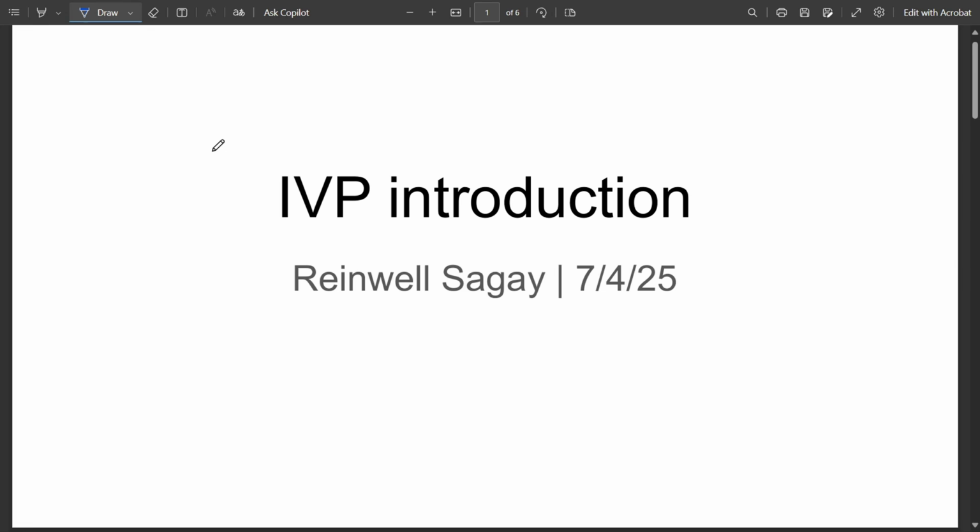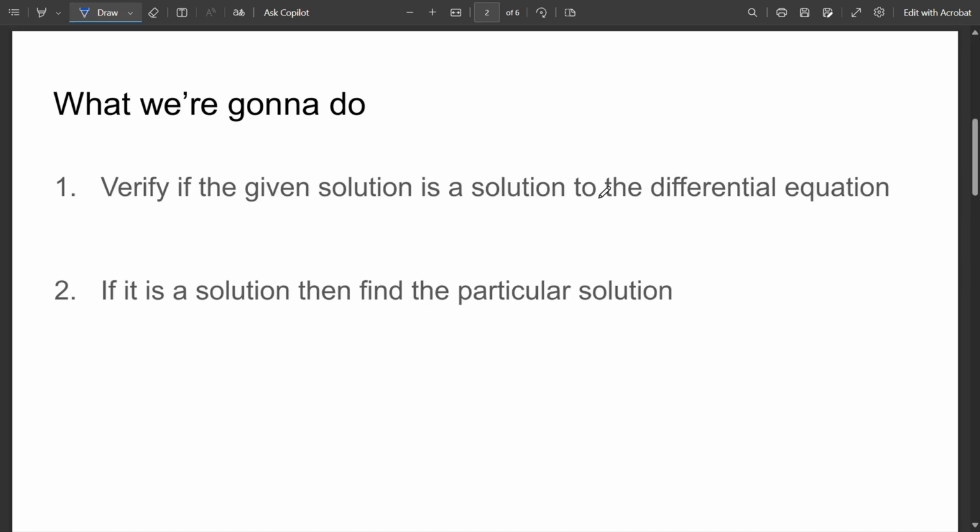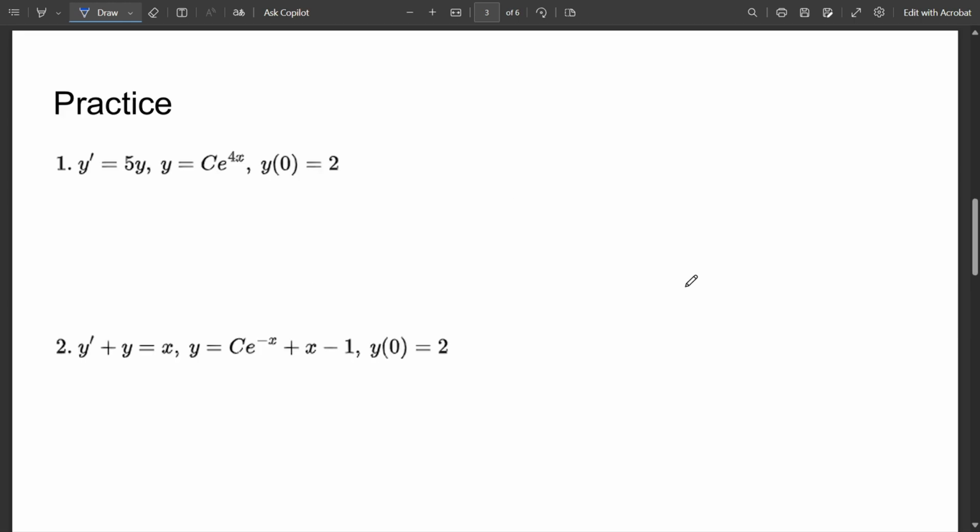Hello, welcome, and today we're going to talk about initial value problems, with the introduction. So, what are we going to do? Verify if the given solution is a solution to the differential equation, and if it is a solution, then we will find the particular solution. So let's get started.